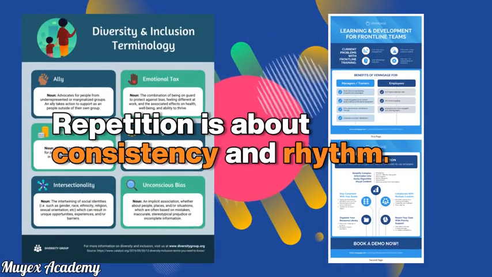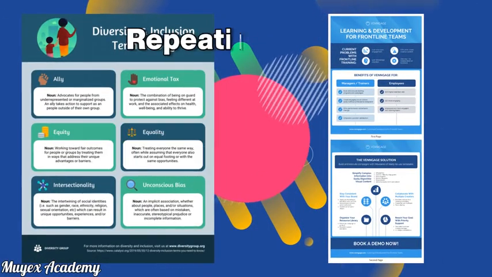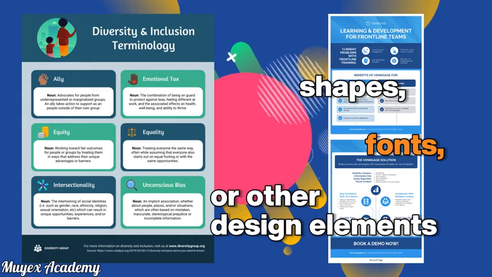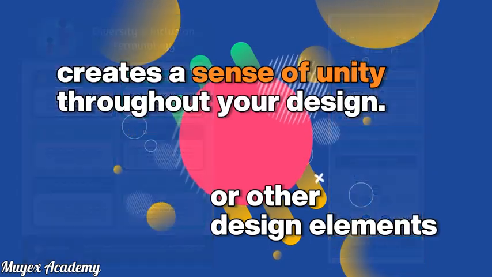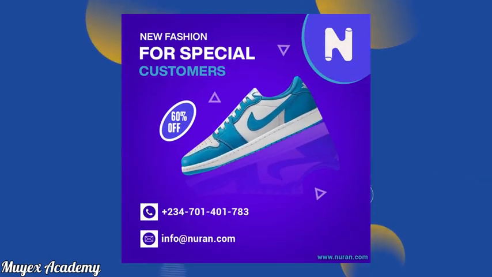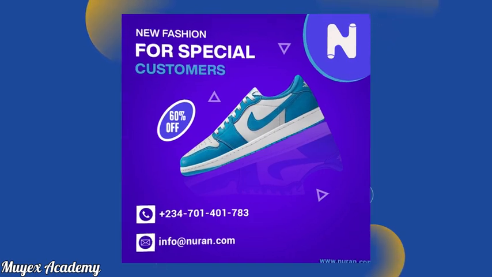Repetition is about consistency and rhythm. Repeating colors, shapes, fonts, or other design elements creates a sense of unity throughout your design. It is like a catchy melody that keeps playing in the background, reinforcing the message and identity of your design.